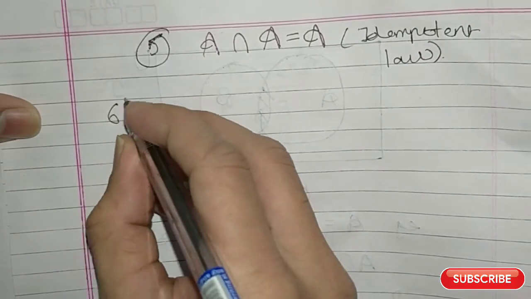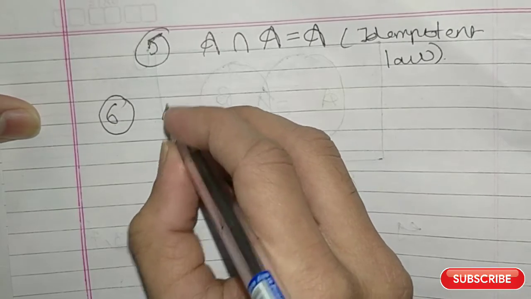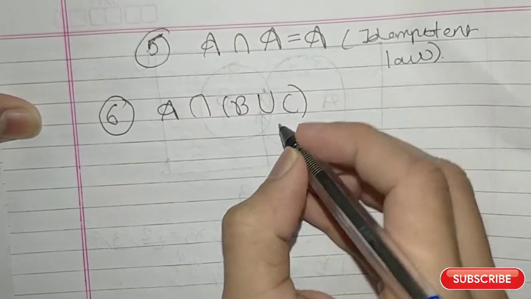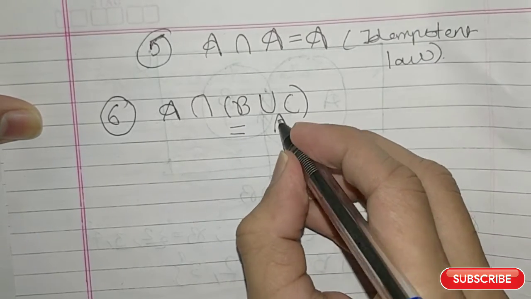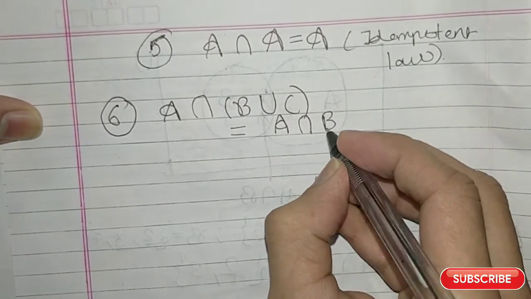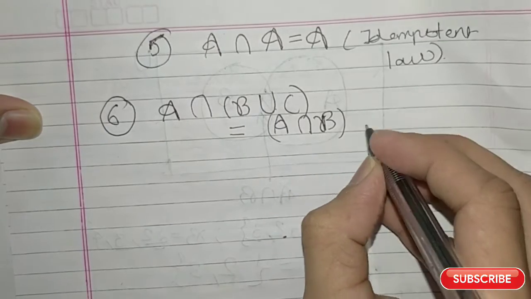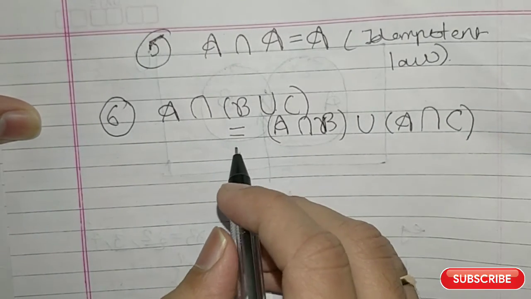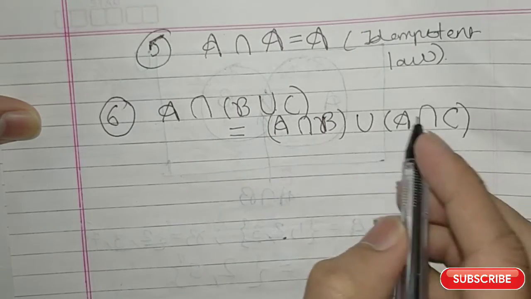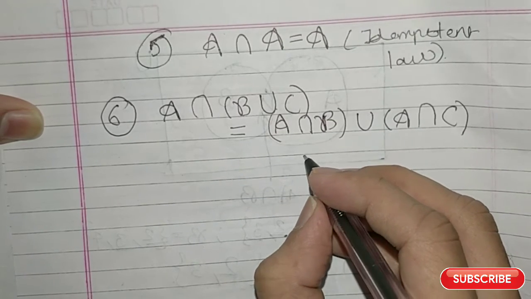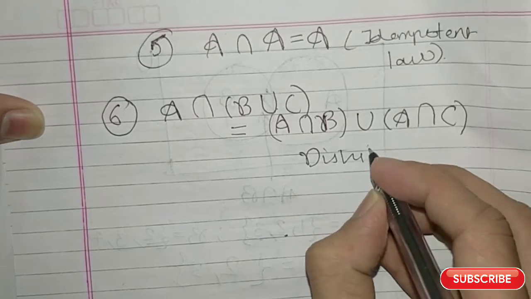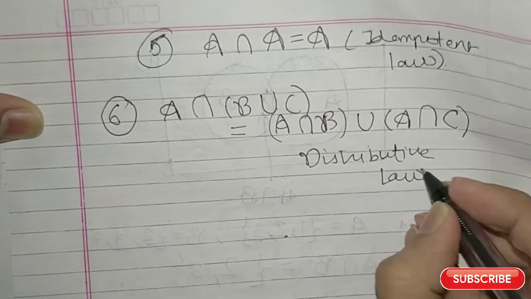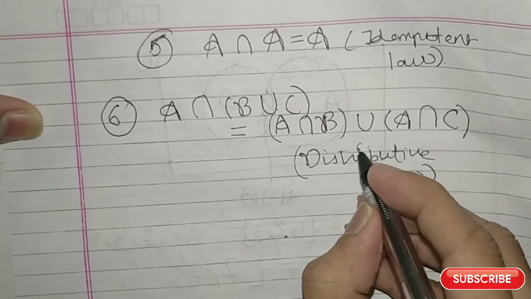Now let us go to the sixth property. That is A intersection (B union C) will be equal to (A intersection B) union (A intersection C). This property is known as the distributive property, or distributive law.